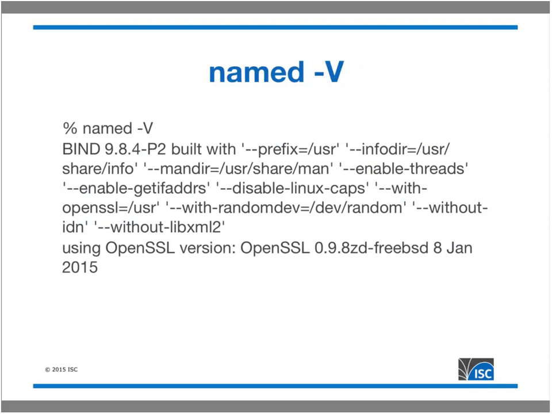Here's an example of a named -v, and the example I chose is because this one's a little out of date. So here I've done a named -v. I see that we have a 9.8.4-P2 build of bind. So my first response in seeing that was, okay, I'd sort of make a mental note that we're going to be doing some upgrades pretty soon.